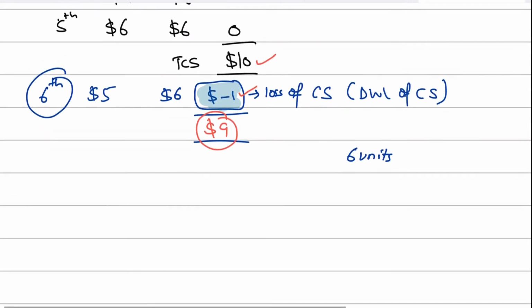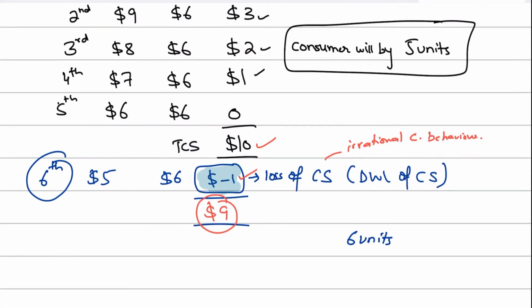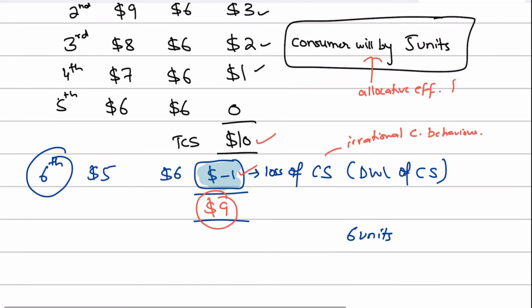And it represents irrational consumer behavior. This is not the point of allocative efficiency, it's irrational consumer behavior. The point of allocative efficiency was the point where allocative efficiency from the consumer's point of view was achieved, right? And this happens whenever P equals MU.